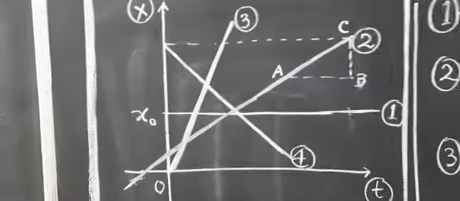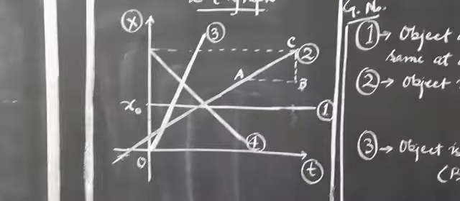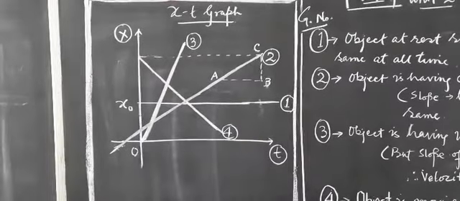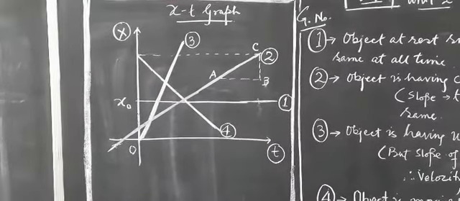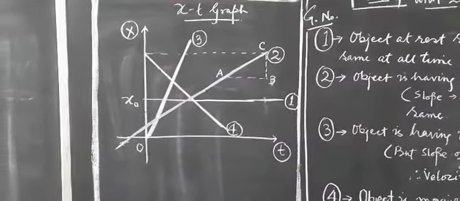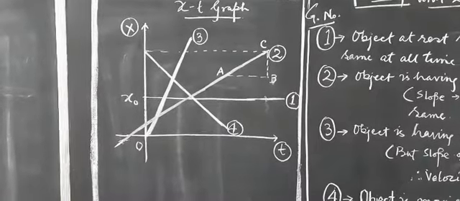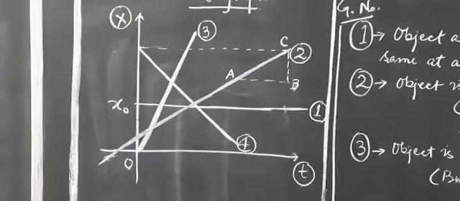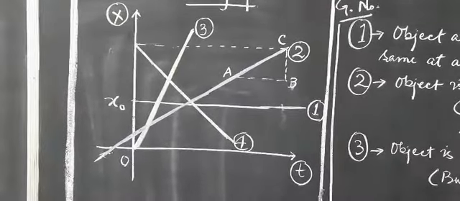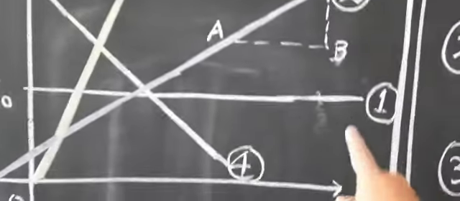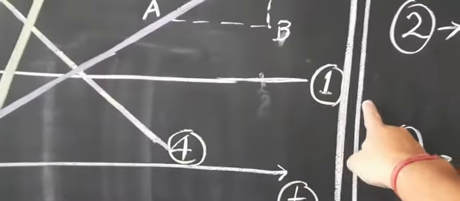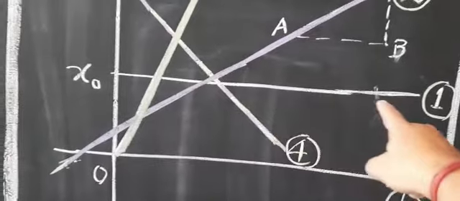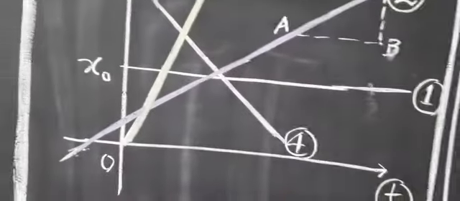Your aim is to understand what is the meaning and what is the exact type of motion for graph 1, 2, 3, 4. Just to see, in graph number 1, where is graph number 1? This is graph number 1. Focus on this particular graph. Here the x, here the t.